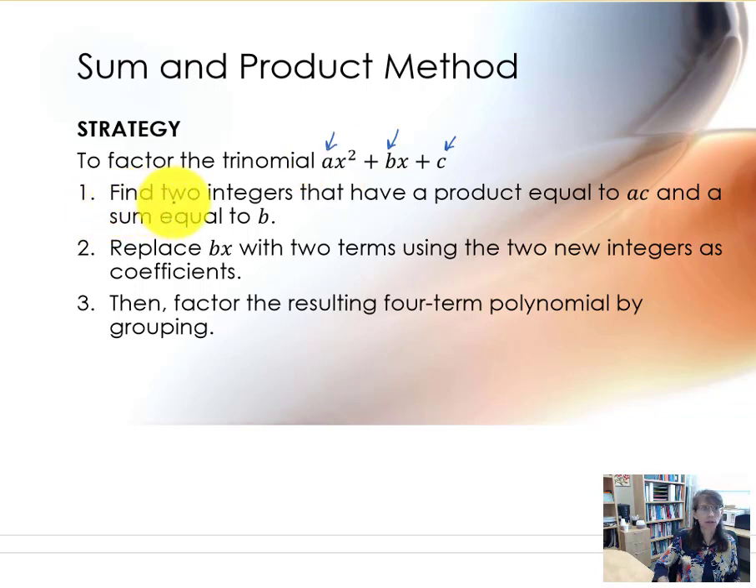In step 1, we're going to find two integers that have a product equal to a times c, so we'll be multiplying the coefficients a and c, and the sum comes from the value of b. It could be either positive or negative. We'll be replacing that bx term with two terms using the two new integers as coefficients, and then we'll factor the resulting four-term polynomial by grouping, just like we did in the last video.